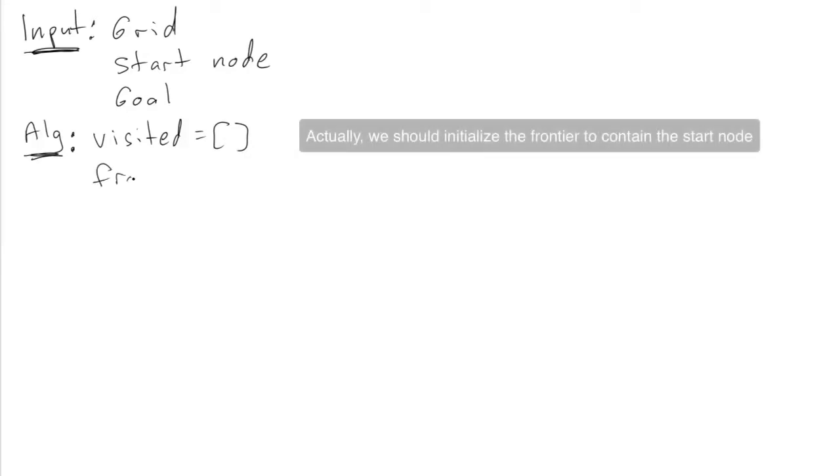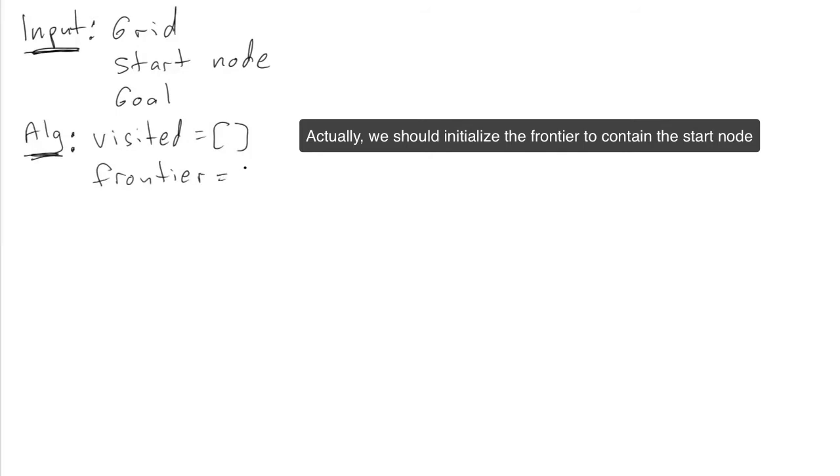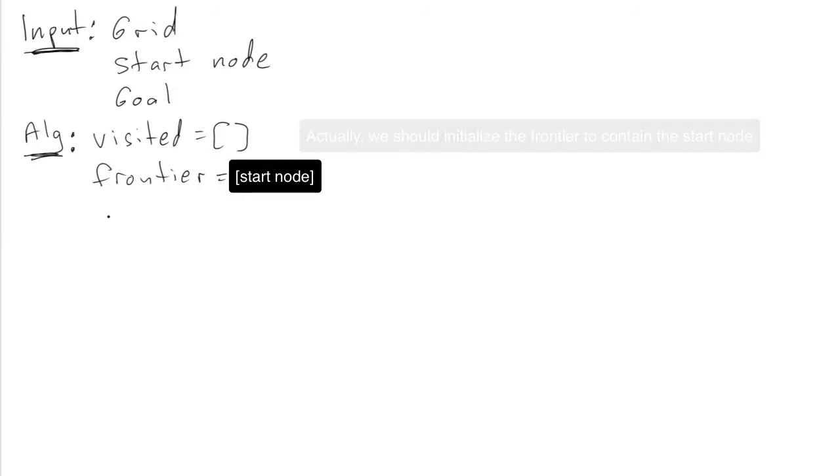And then here's our algorithm. We need to initialize our data structures, right? We need to have an empty list of visited paths, and we need to have an empty frontier. I'll note that I'm writing pseudocode. This is not Python, although there might be some things that are slightly Pythonic.